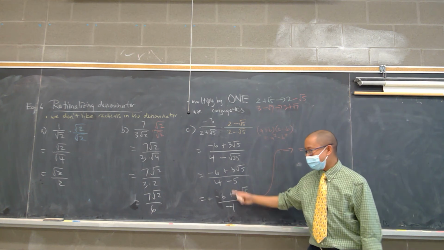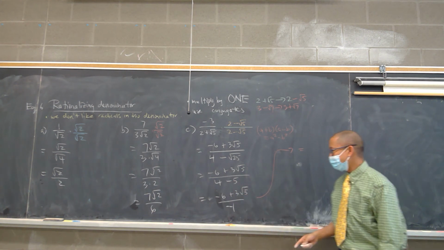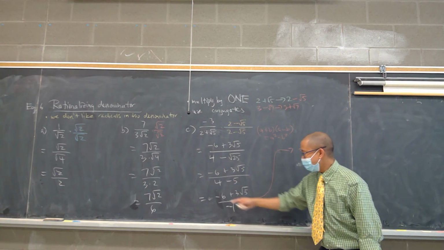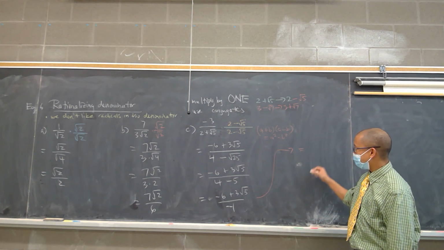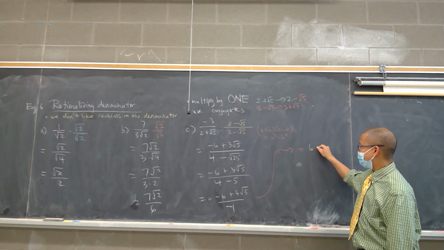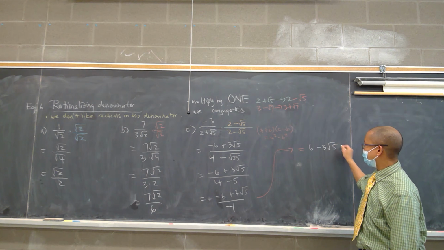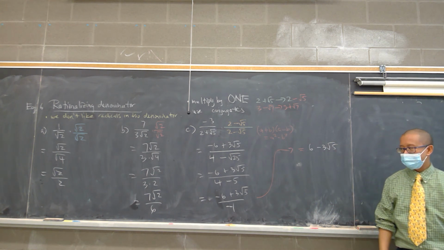And again, it's not always going to be like this simple, 4 minus 5. But if we factor out a negative, then the negative will work out. So then I think we get 6 minus 3 root 5. That's the answer we're looking for.